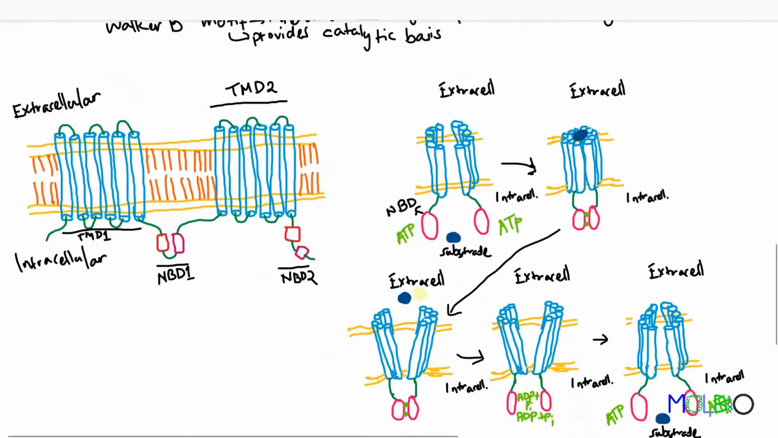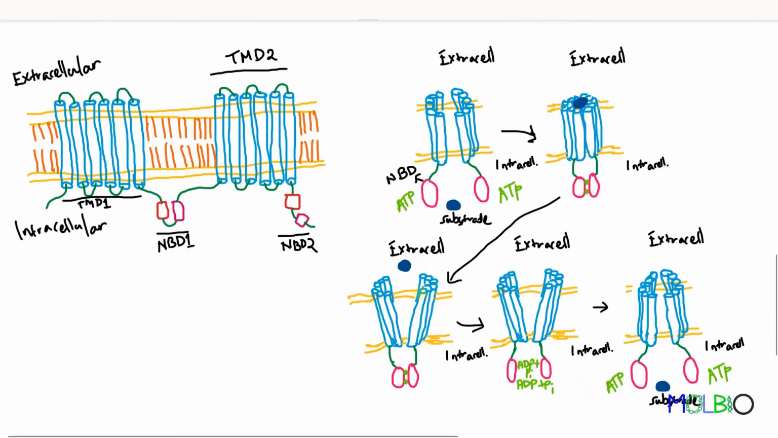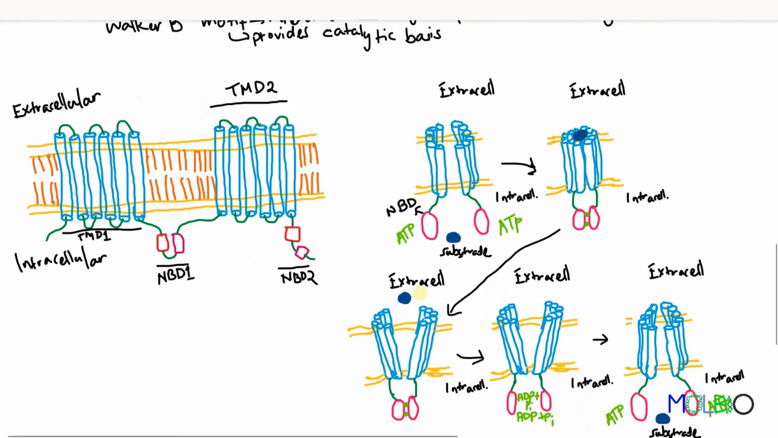So now we can look at how it actually functions by looking at an example. Here the example is the P-glycoprotein, also called ABCB1, which is responsible for some of the drug transport across the membranes. Here you can see TMD1 and TMD2 and NBD1 and NBD2. Each TMD has 6 alpha helices spanning the membrane, and the NBDs are present towards the intracellular side.